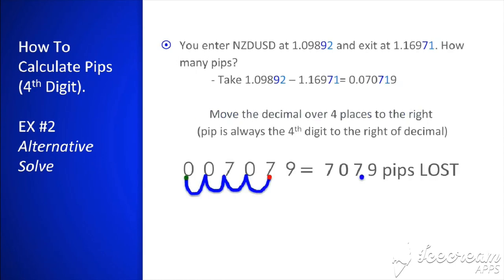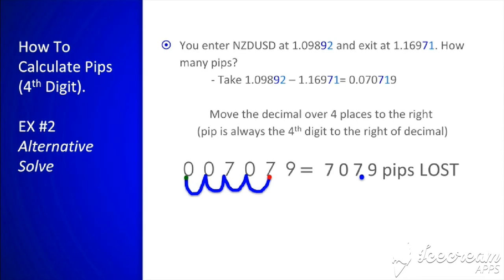Here is an example. So take 0.07079 and then you just slide the decimal place over 4 times. See that? 1, 2, 3, 4, and then you get 707.9. Isn't that so much easier? I mean, I like it. Anyhow, why do I like it so much?